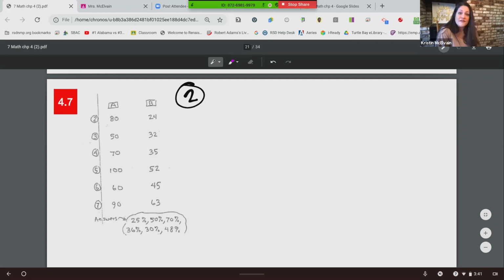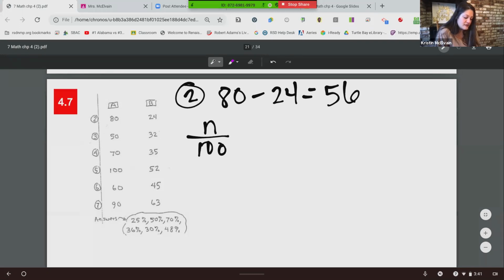Number 2. First thing we need to do is see how much is left in the container. So we're going to do 80 minus 24. Okay, so that is 56 fluid ounces are left. Now we just see what percentage is that. So what percentage out of 100 is 56 out of 80?